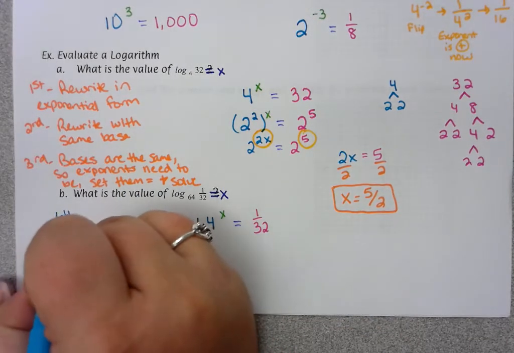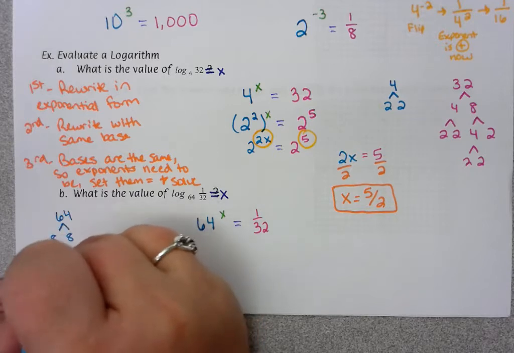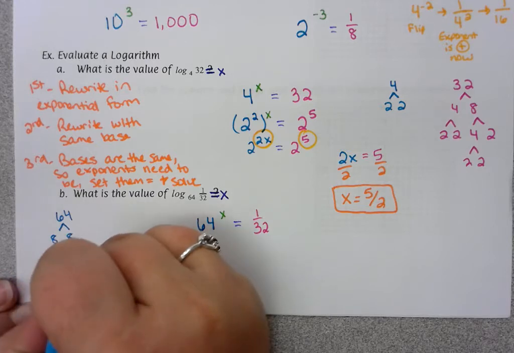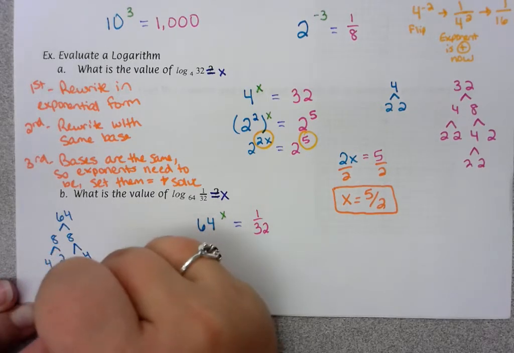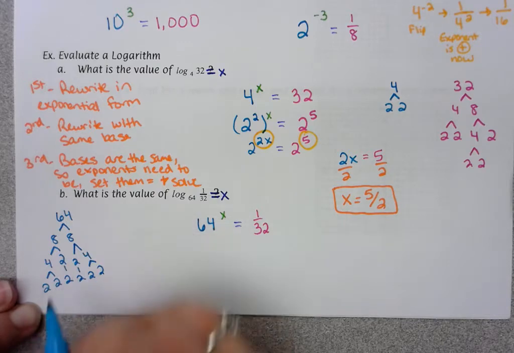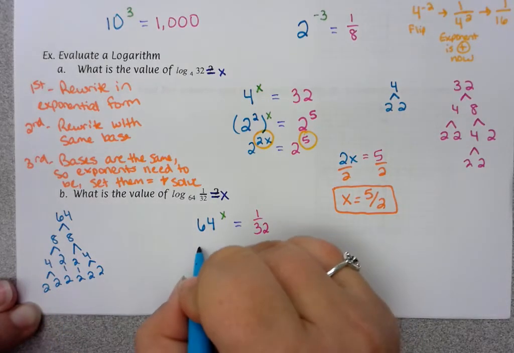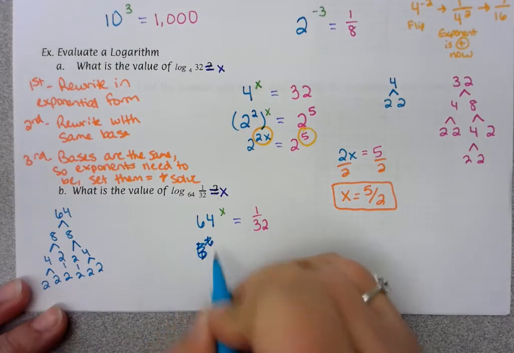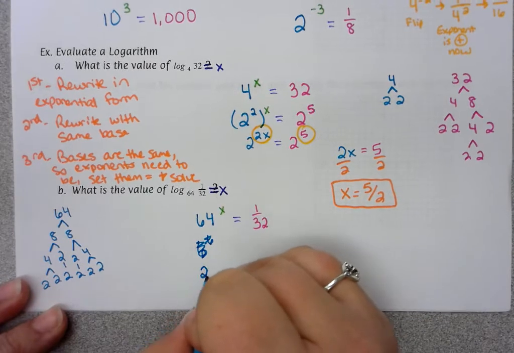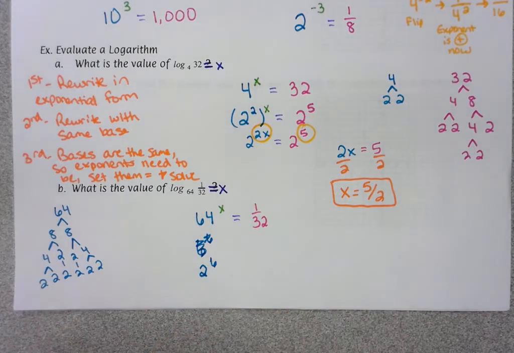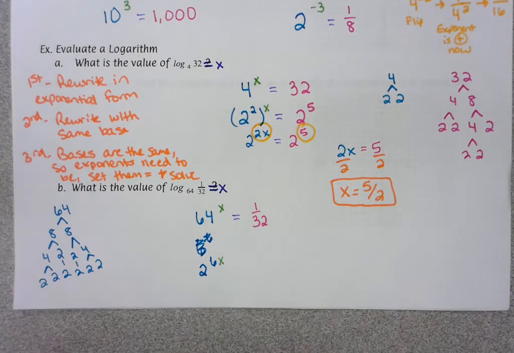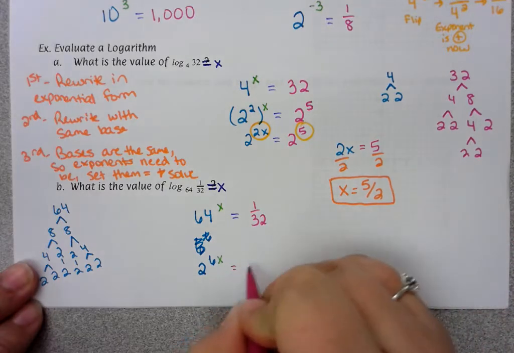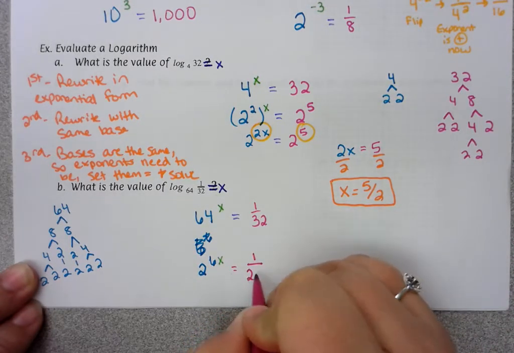So 64 breaks up into 8 and 8, 4 and 2, 2 and 2. Okay, 1, 2, 3, 4, 5, 6. So 64 is 2 to the 6th. And 32, I already have a factor tree over here. I know that that is 2 to the 5th.